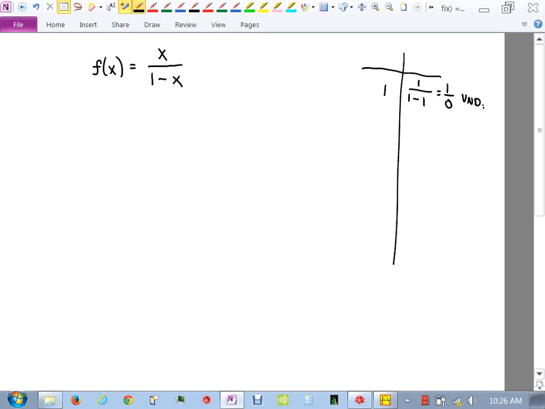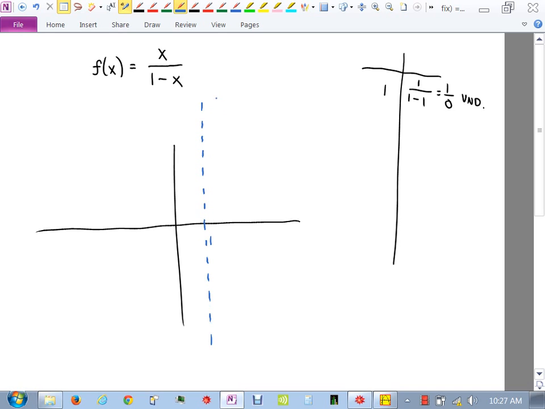A vertical asymptote. Just like we did in the last one. Remember we had a vertical asymptote at 0? That vertical line? That's the same thing. So I'm going to come over here to my graph right now, and I'm going to go out to 1. Right there's 1. And I'm going to draw a dotted line all the way up and down. This is a vertical asymptote.